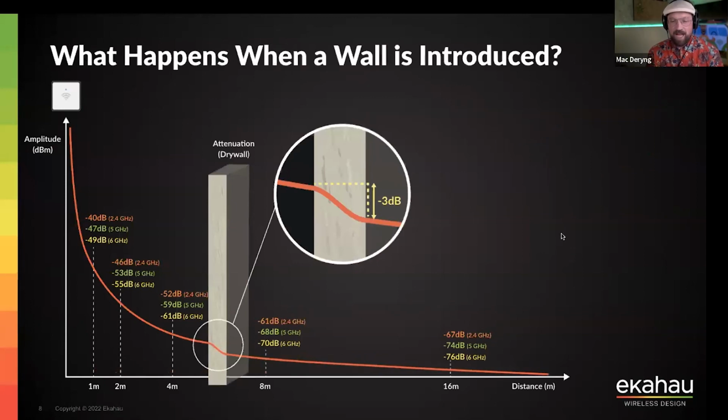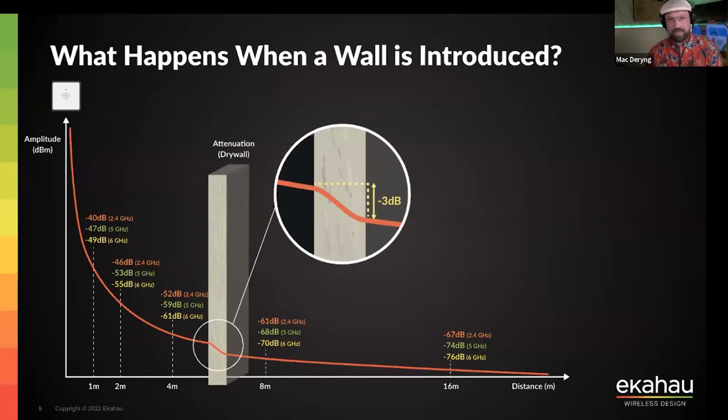Totally. So now what happens when a wall is introduced? Look at the 4 meters mark. Let's say on 6 gigahertz, we had -61 dBm. Now when we move to 8 meters, what would we expect to see? If it was -61 at 4, we double the distance to 8. We know that when we double the distance, we quarter the power. So quarter the power is half and a half again. So it's -6. If we had -61, double the distance at 8 meters, we should see -67.